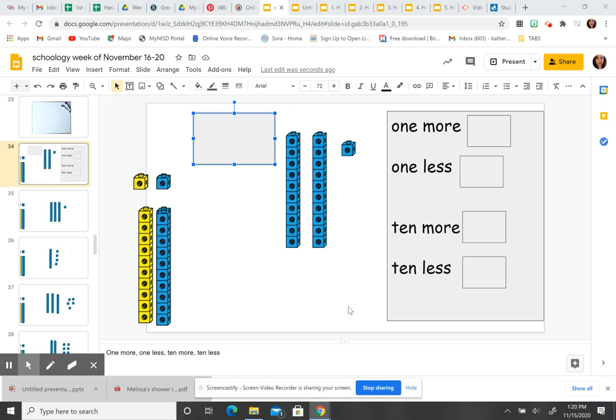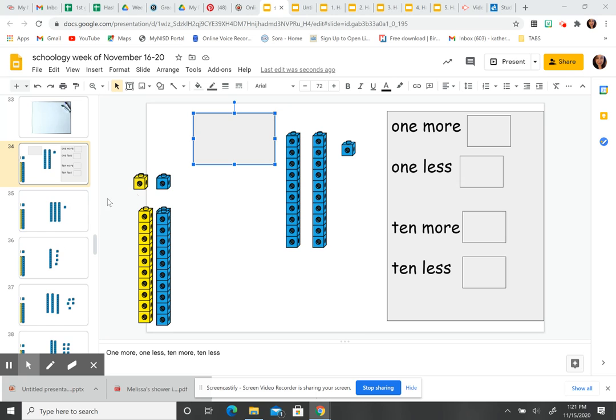Boys and girls, for this assignment, you are going to practice showing one more than a number, one less than a number, 10 more than a number, and 10 less than a number. And so you will just need to have your dry erase board and your marker with you. So if you want to grab those things and hit pause, and then when you're ready, you can hit play.